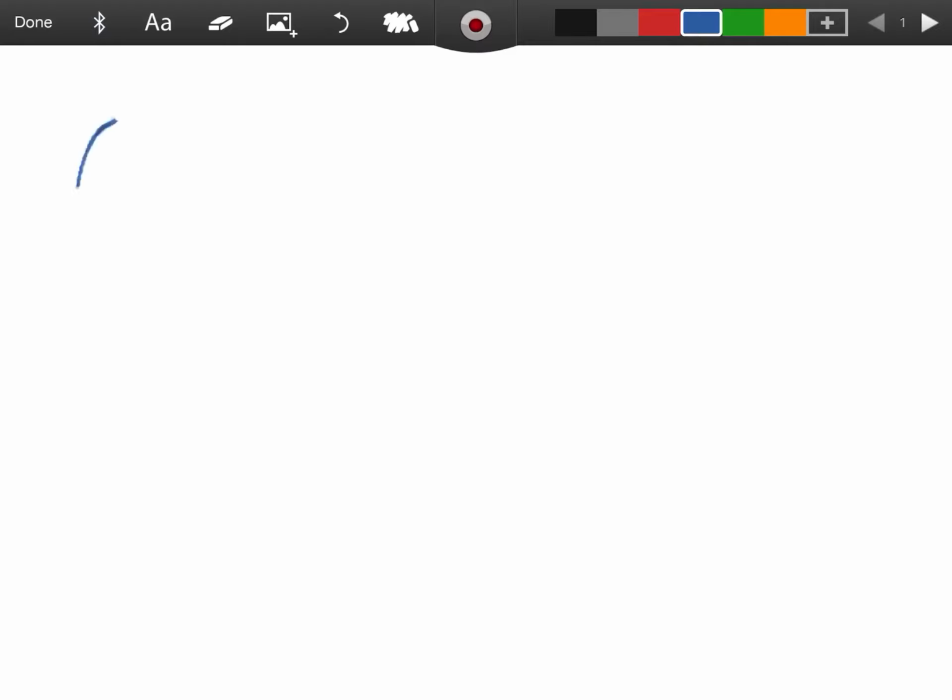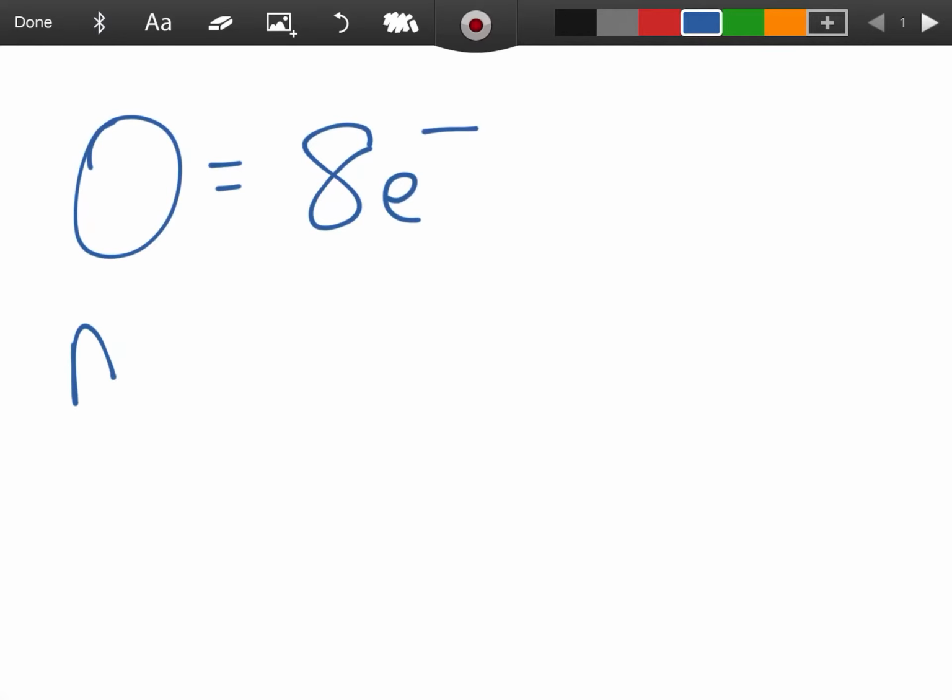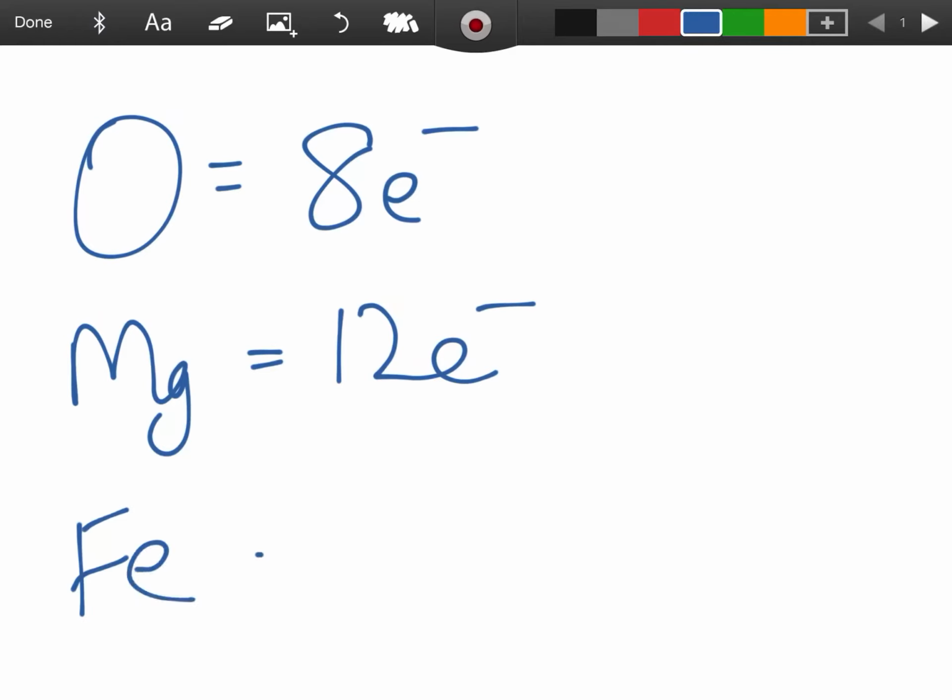Okay? Now, what I want you to do is write the electron configuration for oxygen. Oxygen's atomic number is 8, so you'd have to be filling in 8 electrons. Magnesium has 12 electrons, and iron has 26 electrons, okay? So I want you to write the electron configuration for those 3 atoms and email me the configuration.